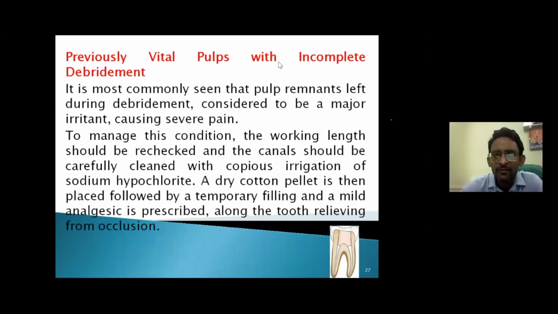In case of previously vital pulp with incomplete debridement of the root canal system, it is most commonly seen that pulp remnant left during debridement is considered to be a major irritant causing severe pain to the patient. To manage this condition, the working length should be rechecked and the canals should be carefully cleaned with copious irrigation of endodontic irrigants like sodium hypochlorite, and then a dry cotton pellet is placed, followed by a temporary filling, and a mild analgesic is prescribed.